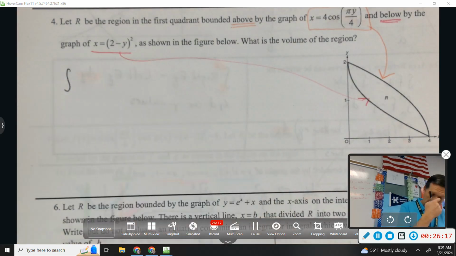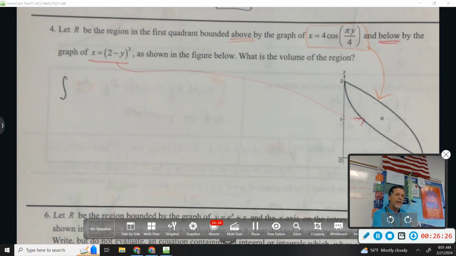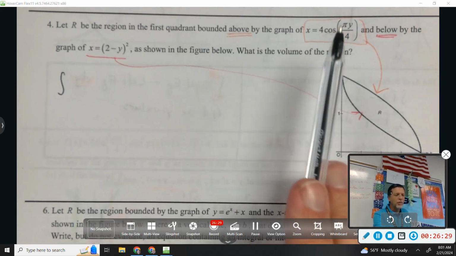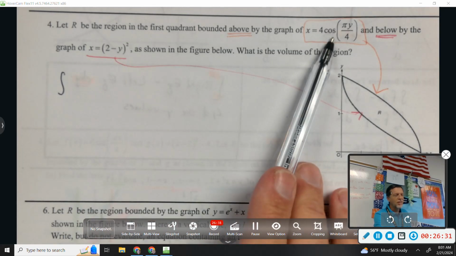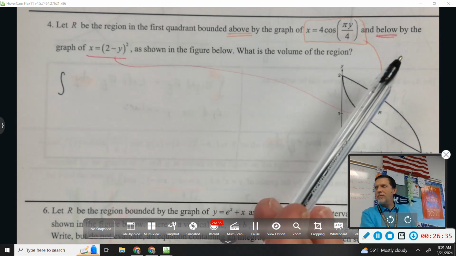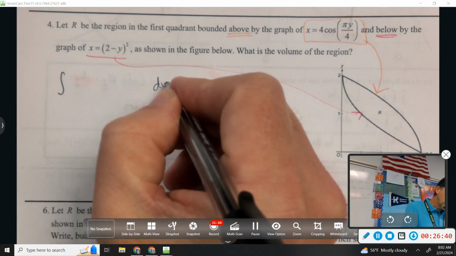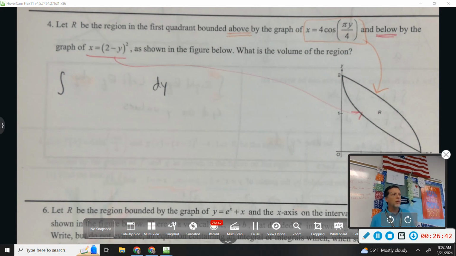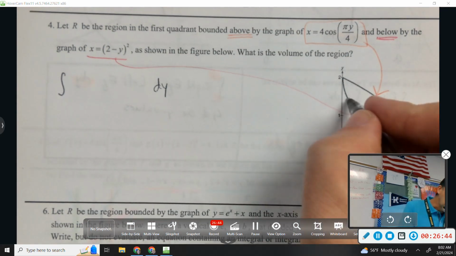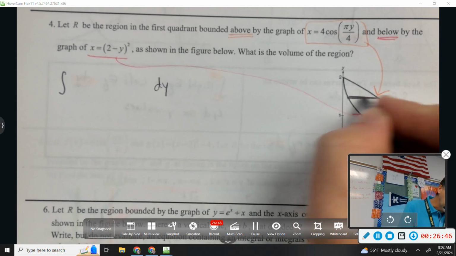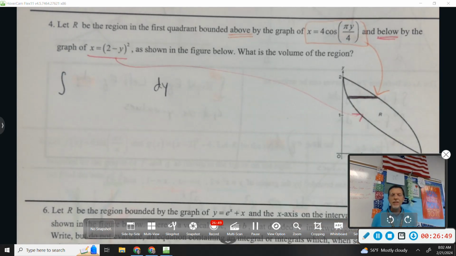So area, is this going to be a top minus bottom or a right minus left? Maybe it's hard to tell by looking, but you look at those equations, and those equations are x equals equations. That feels backwards. Speaking of backwards, this is going to be a dy problem. We're going to add up the dy slices rather than the dx slices.